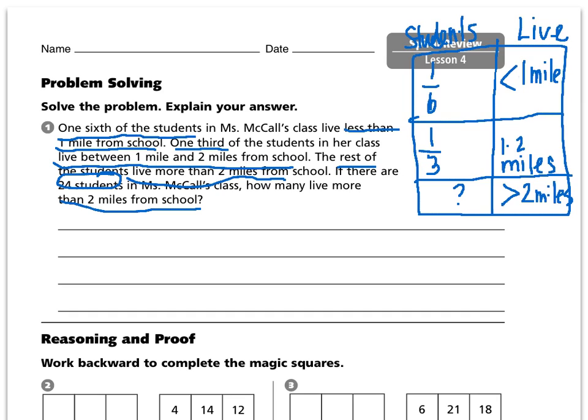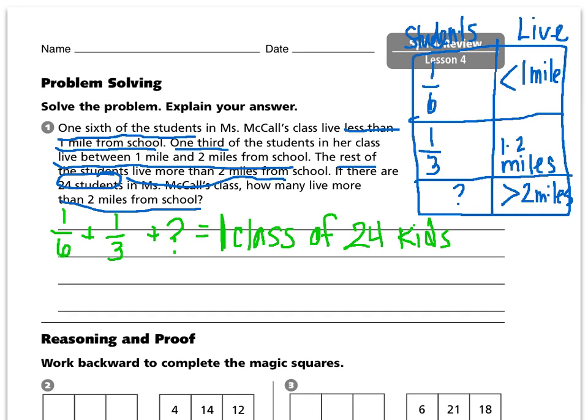equal 1 full class. So now I can take 1/6 plus 1/3, and I'm going to have to make an equivalent fraction for 1/3 so that I can do it. And I know that 6 will be my LCD, and I multiplied 3 times 2 to get 6. So I multiply 2 times 1, and I get 2. So now I have 1/6 plus 2/6, and I know that that equals 3/6 plus question mark equals 1.